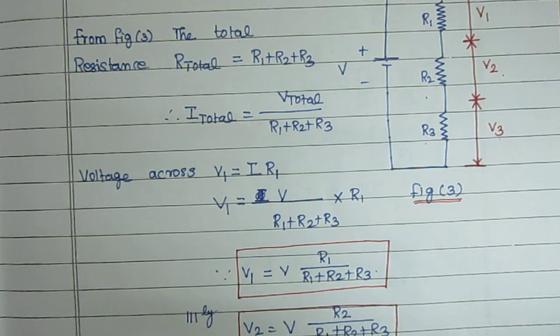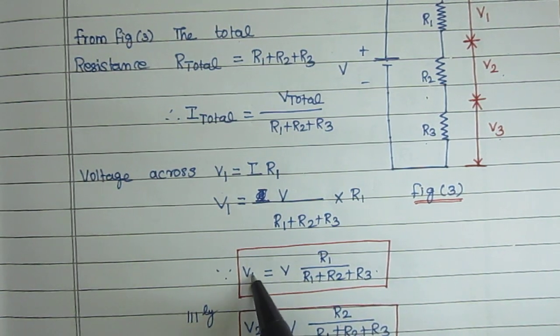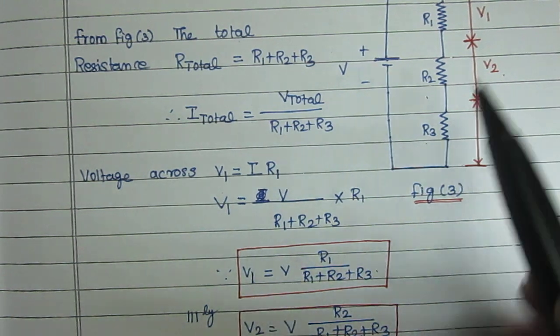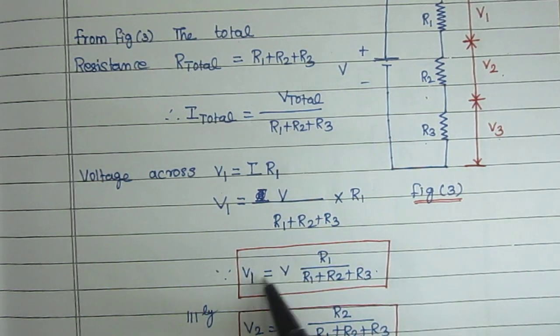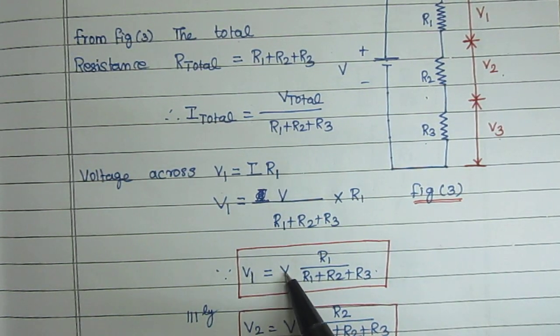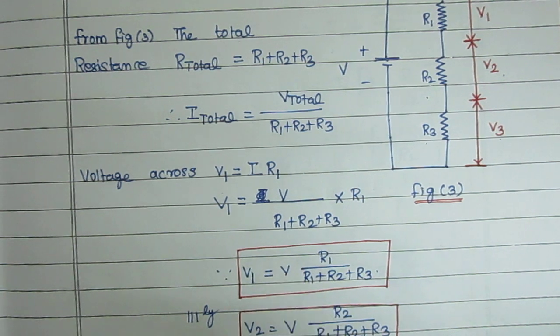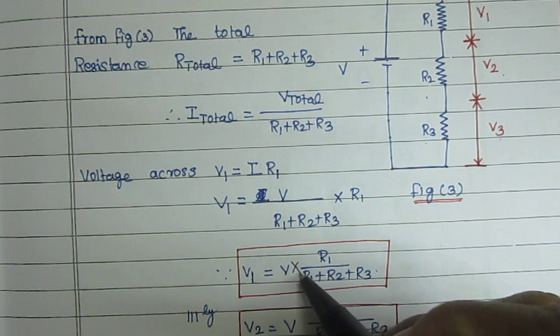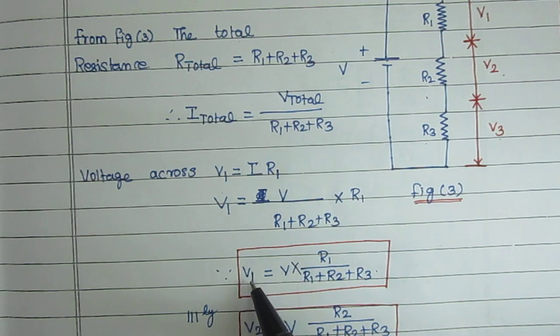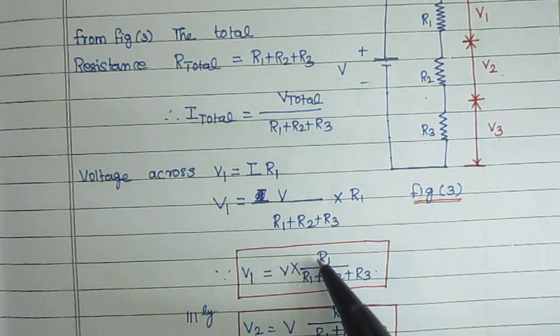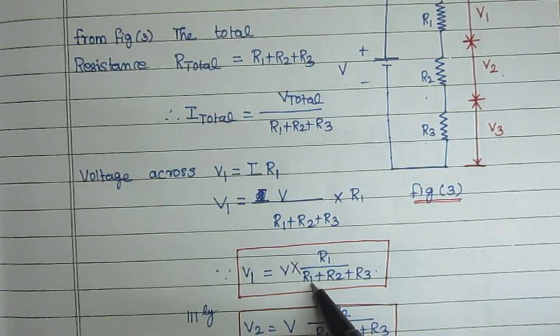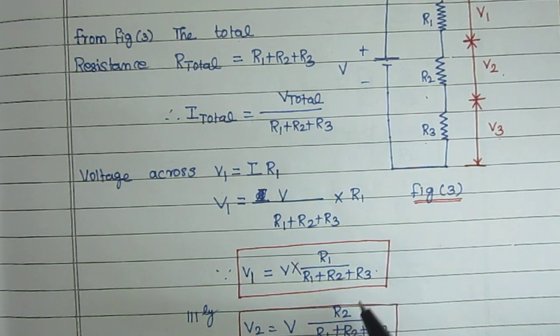Again I am repeating the same concept. We are going to find the voltage across R1. So V1 is equal to the total voltage into the resistor across this V1, divided by the total resistance R1 plus R2 plus R3.